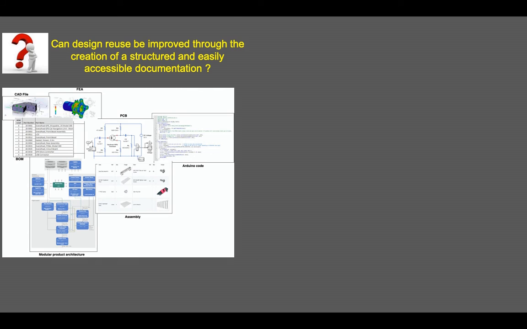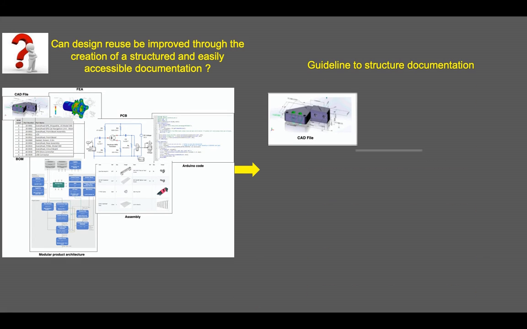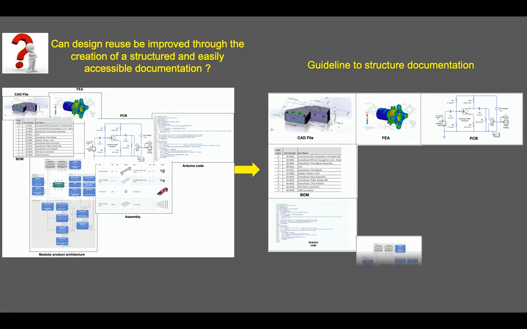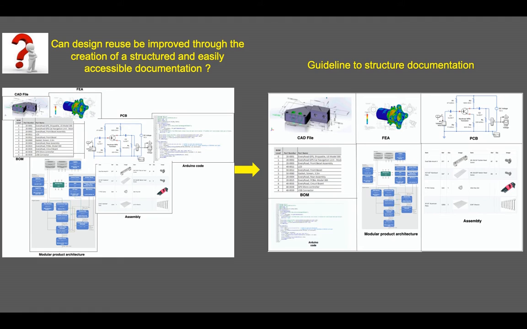A question emerges here. Can design reuse be improved through the creation of structured and easily accessible documentation? To answer this question, it is necessary to define guidelines for facilitating the creation of such documents. A guideline includes a method, a process, and a standard presentation of the documentation. There is also a template describing the content of the documentation.